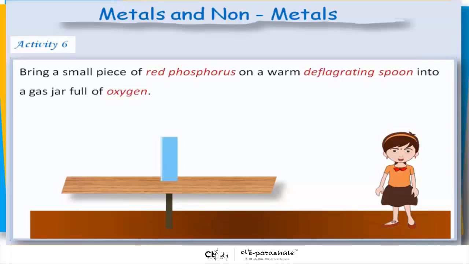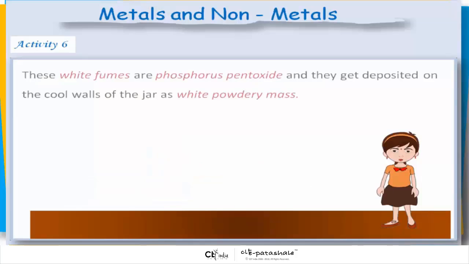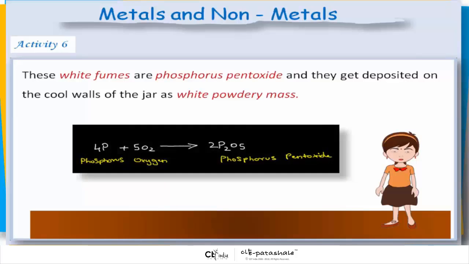Bring a small piece of red phosphorus on a warm deflagrating spoon into a gas jar full of oxygen. Phosphorus burns vigorously, producing white fumes. These white fumes are phosphorus pentoxide and they get deposited on the cool walls of the jar as white powdery mass.